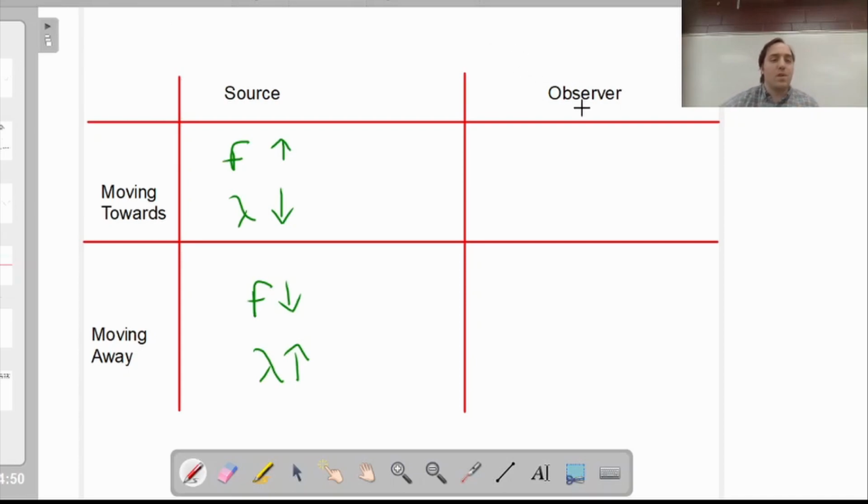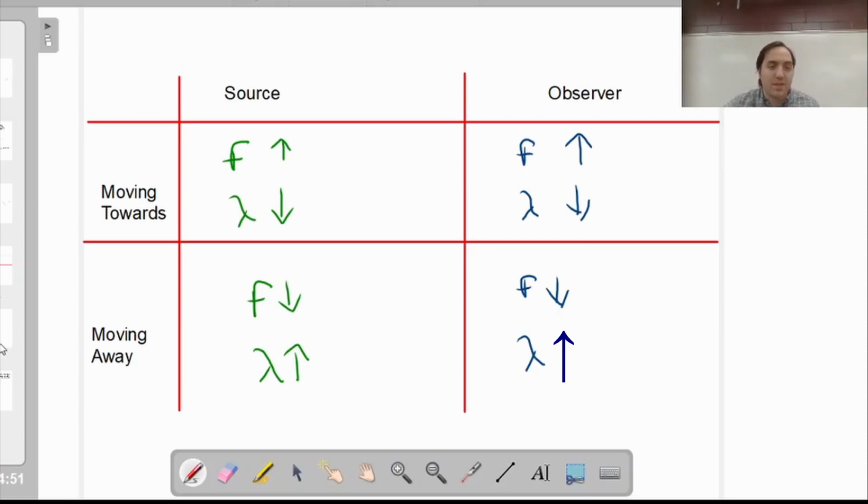On the other hand, if the observer is moving towards the source, your frequency should go up and your wavelength should go down. And again, same thing if the observer is moving away from the source. Now, you can deal with just a moving observer or just a moving source, or both, at which point the change will be a little more nuanced.